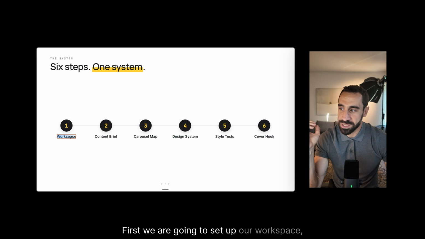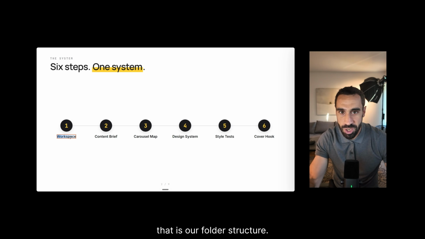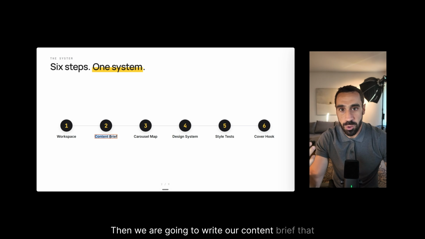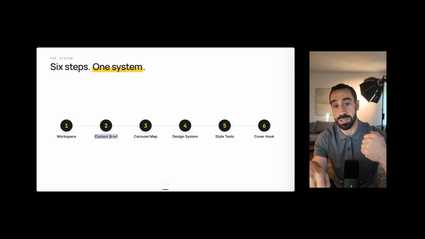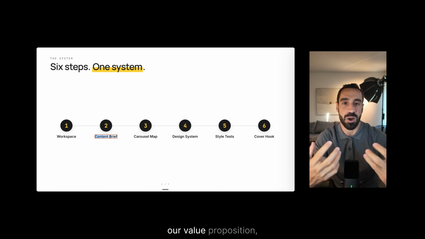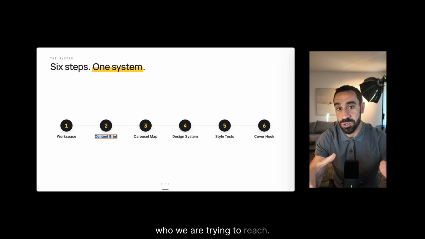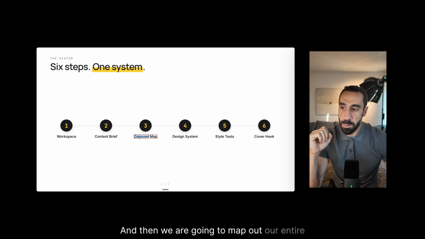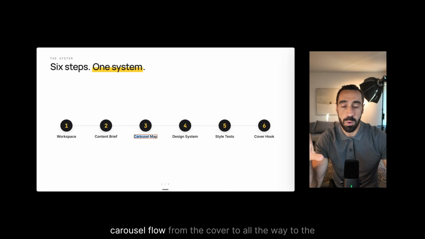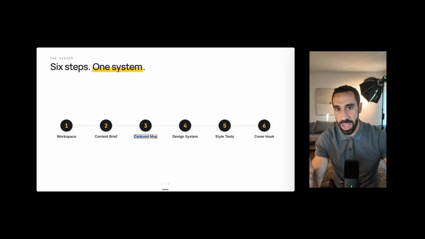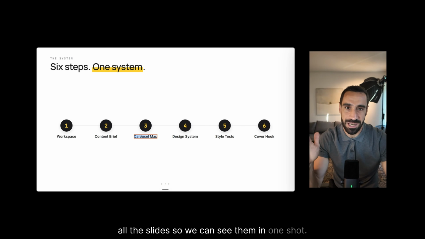First, we are going to set up our workspace, that is our folder structure. Then we are going to write our content brief, that is going to include our positioning, messaging, our value proposition, who we are trying to reach. And then we are going to map out our entire carousel flow from the cover all the way to the end, all the slides, so we can see them in one shot.